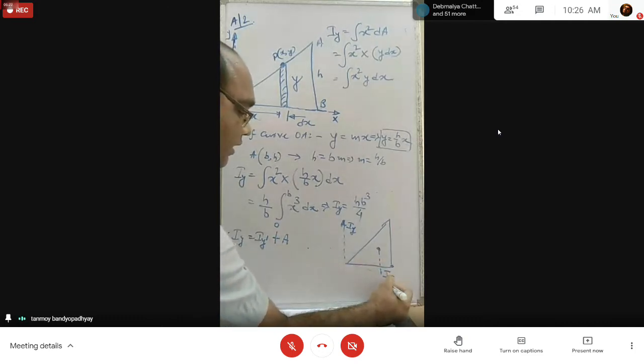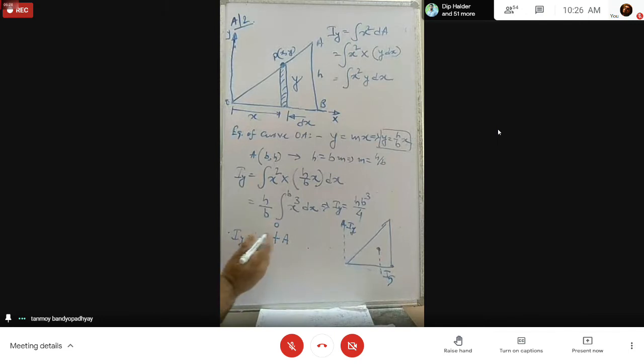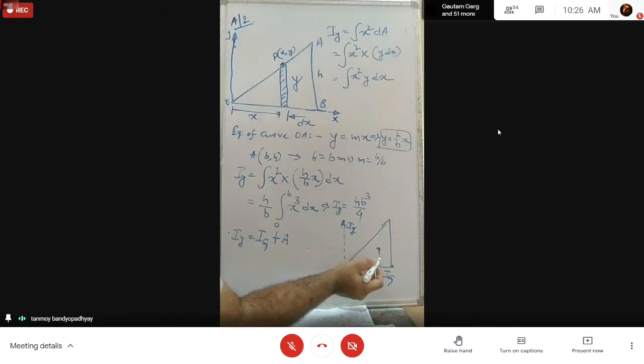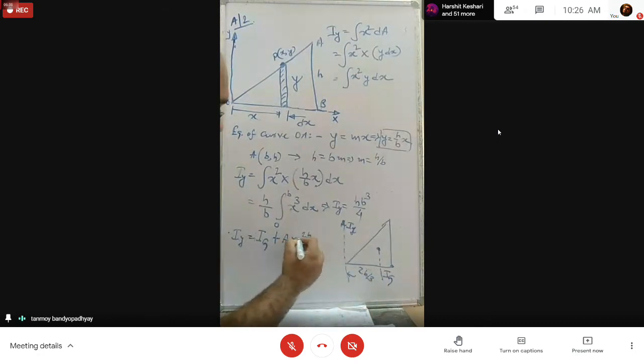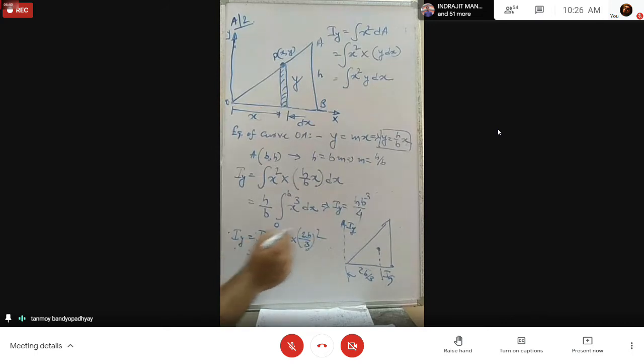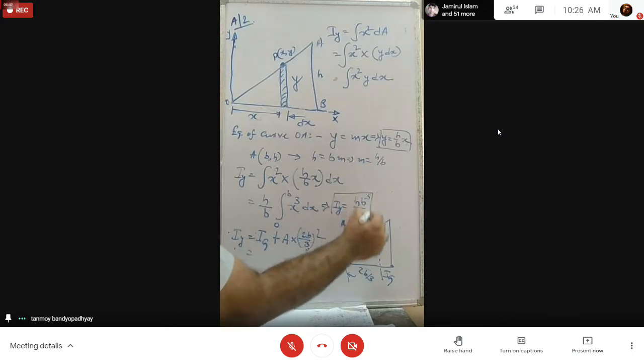So this is about the centroidal axis. So Ig will be here. So Ig plus area of the triangle into distance between these squares. So this distance will be 2b by 3. So into 2b by 3 whole square. So from here you can also calculate and check whether this Iy and this Iy are matching with each other.